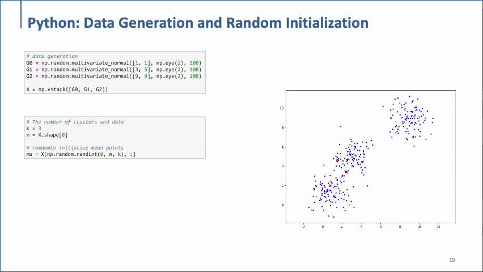The next step is that we should know the number of clusters. If the number of clusters is given for the problem, you can just set k equal to 3, or in other cases, you can just assume that k is equal to 3. Then the first step is to randomly initialize the mean points, or the centers of the centroids. As you can see here, the red points are the randomly initialized centers of the clusters.